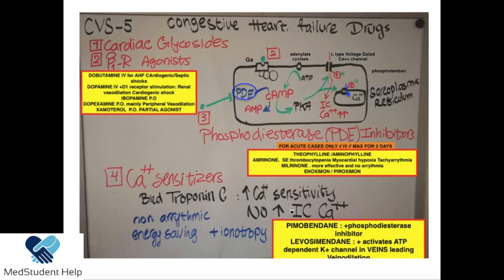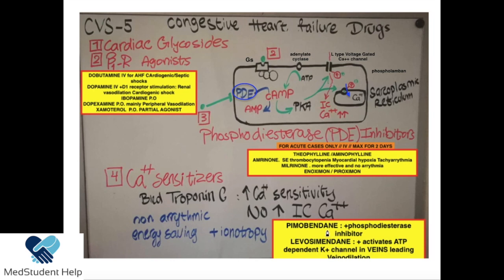But did we increase the intracellular calcium levels in this case? No, we didn't. We were just increasing the calcium sensitivity, which means that these drugs would be really, really safe, since we're not going to change anything of the physiological concentrations inside the cell. So it is not going to be arrhythmogenic, and it is energy saving, right? So it is going to end up causing positive inotropy. In this category, we have two drugs, Pimobendan and Levosimendan.